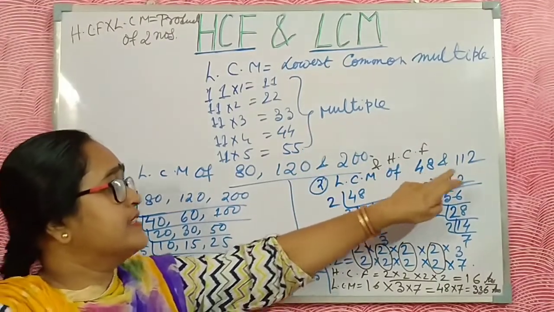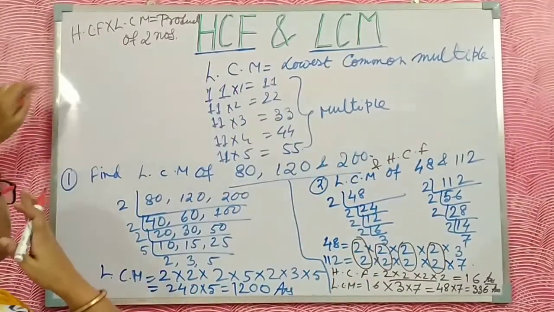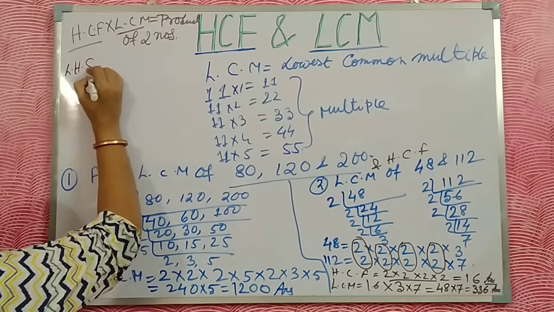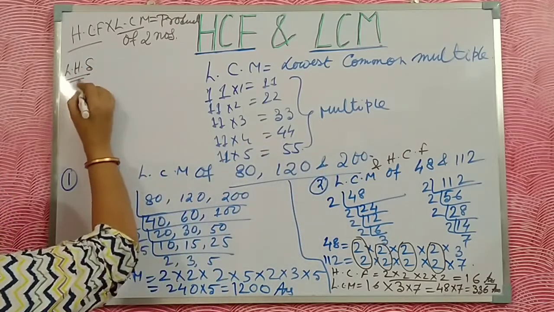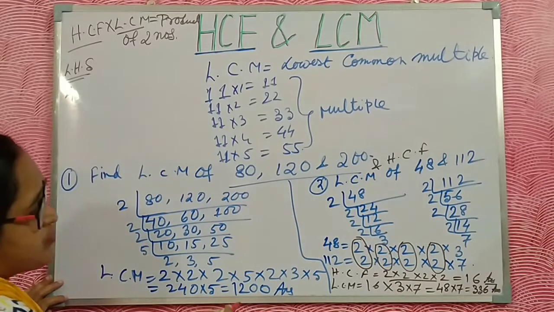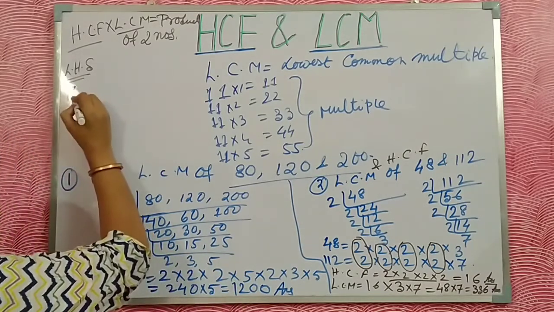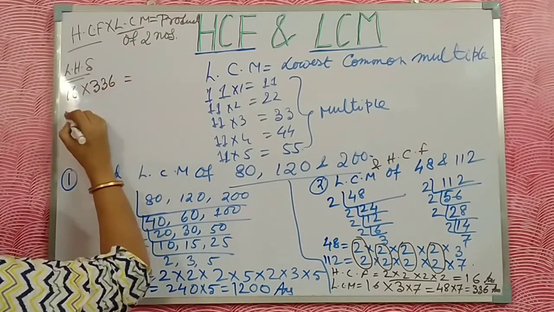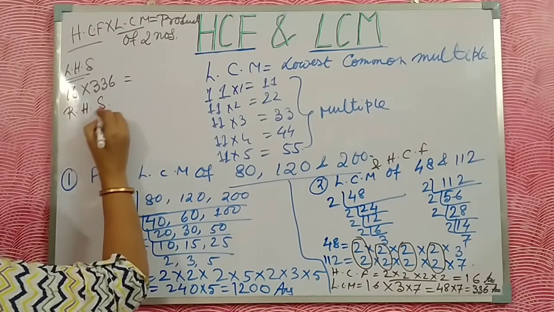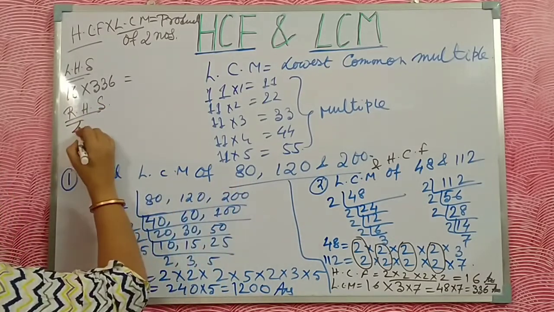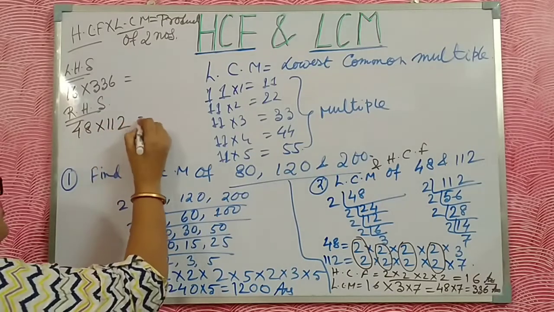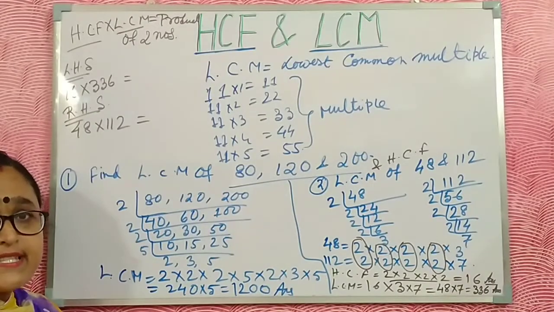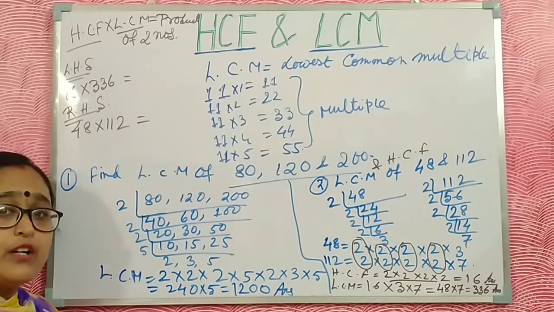I just verify with these two numbers. In the left hand side, you write LCM into HCF. Left hand side is HCF. HCF is 16 into LCM. LCM is what? 336. And RHS, that means right hand side, is the product of two numbers. The two numbers given are what? 48 into 112. You can check your answer applying this formula. The formula is LCM into HCF is equal to the product of two numbers.